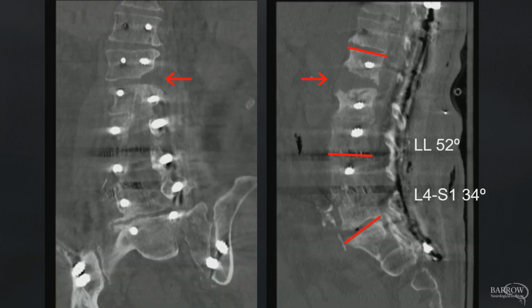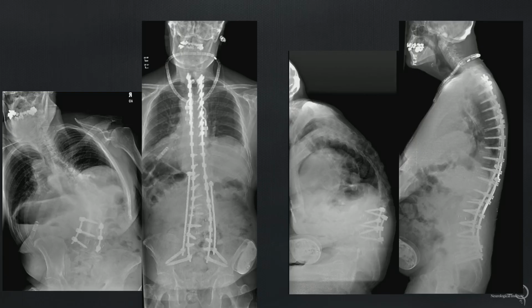And so for me, this is an open posterior approach. This is what we did. We just focused on that L1-2 level, which really, all the correction came from. And that was our final realignment there.